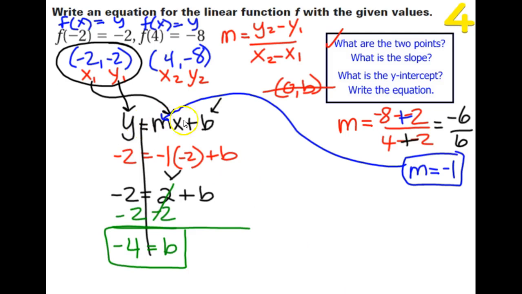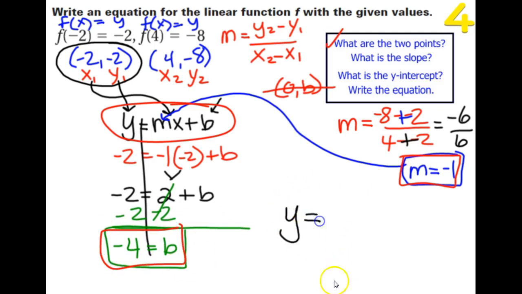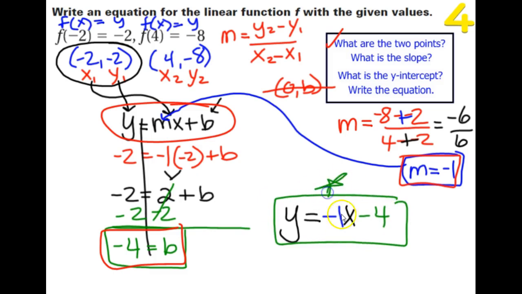So if we want an equation in this form, y equals mx plus b, we have m and we have b, we can just plug them in. Y equals -1x plus b, or in this case, minus b, or -4. So this is our final answer that we're looking for. And we followed these steps. We found our slope right here. What's the y-intercept? That's right here. B is our y-intercept. And then write the equation right there.